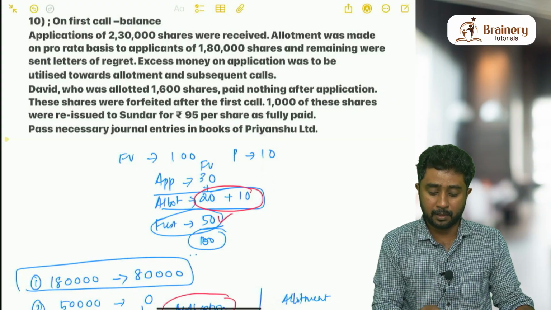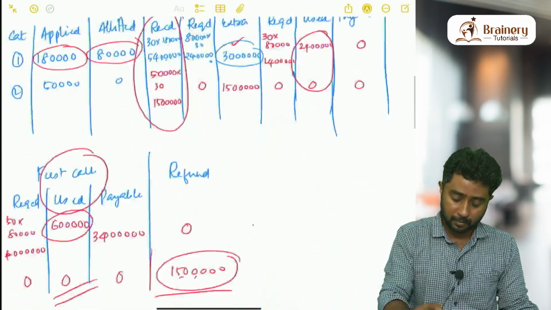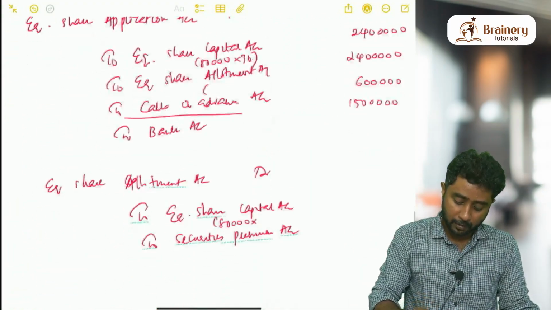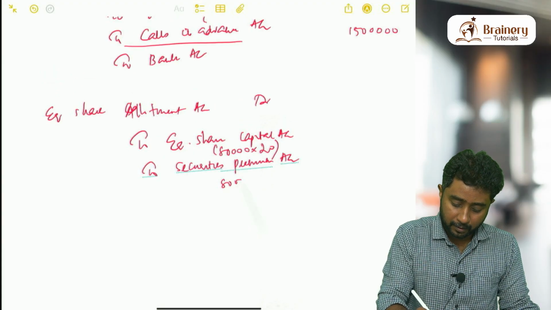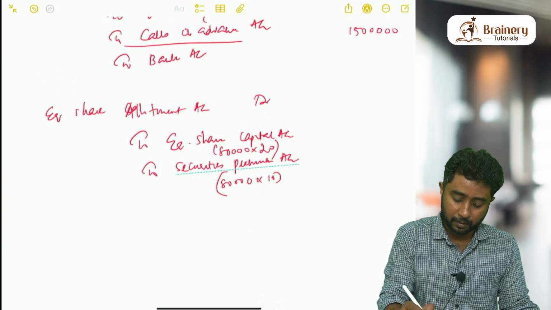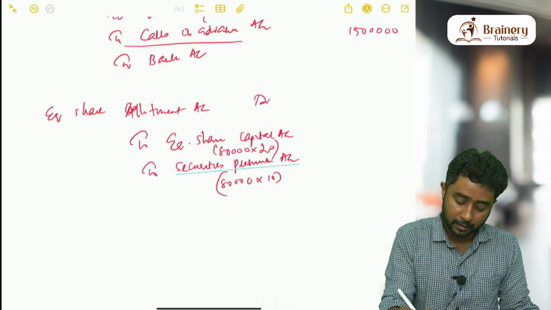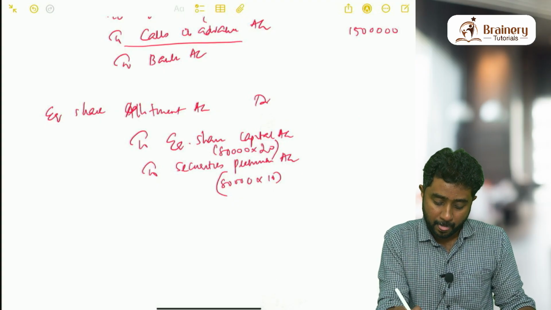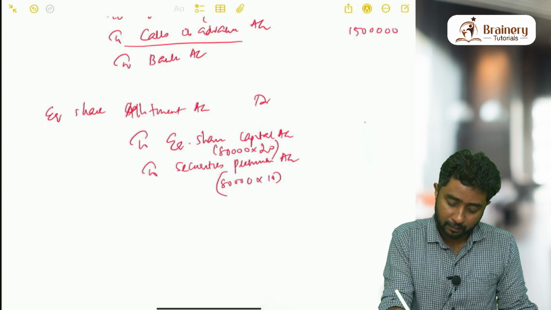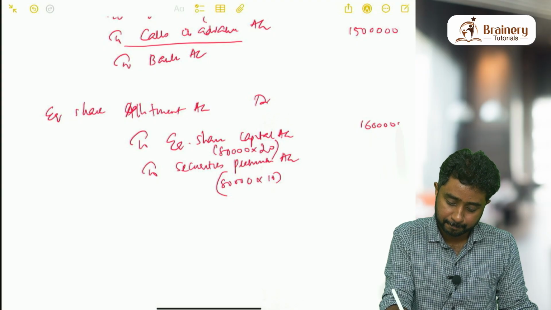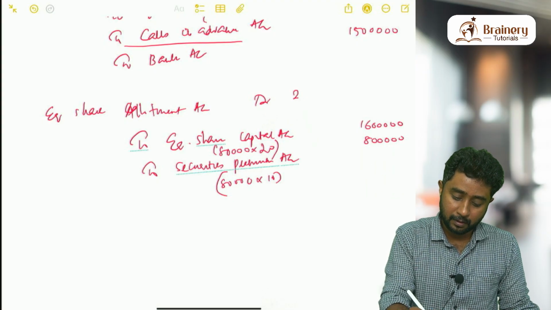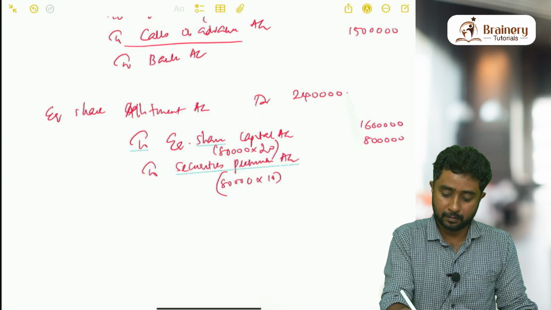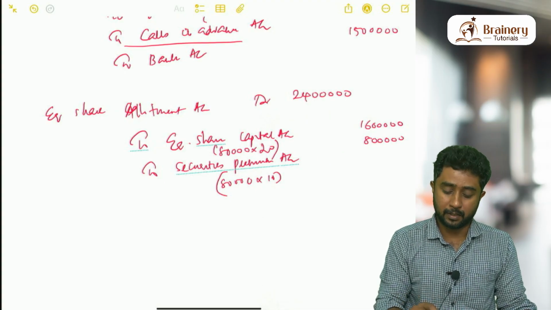Face value is only 20, premium is 10. So 80,000 into 20 will go to share capital. 80,000 into 10 will go to securities premium. 80,000 into 20 will give us 16 lakhs, and 80,000 into 10 will give us 8 lakhs. So totally we need 24 lakhs. 24 lakhs is mentioned here.